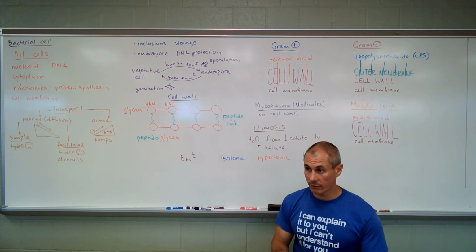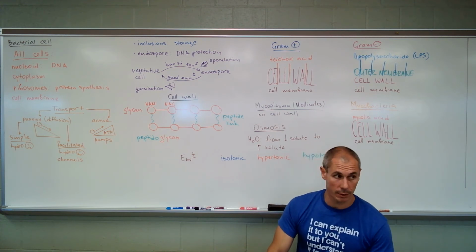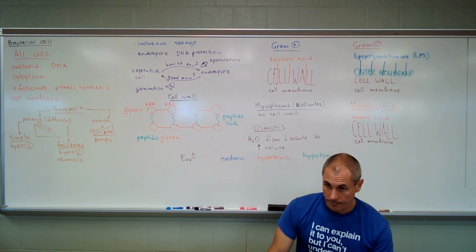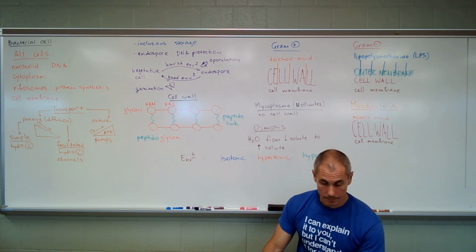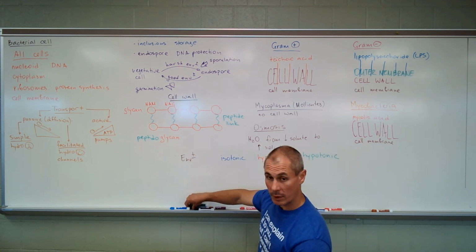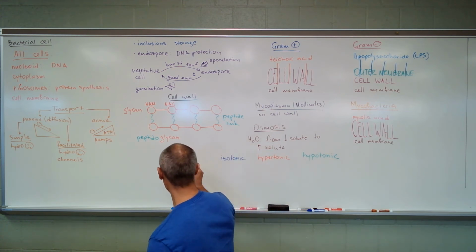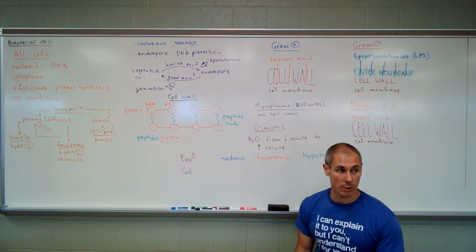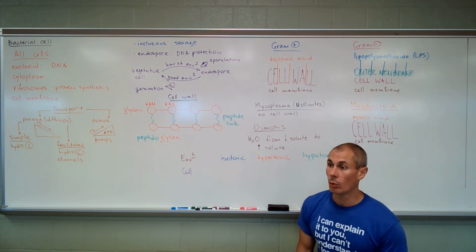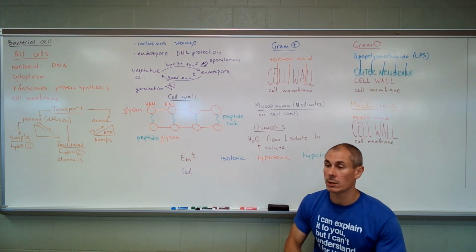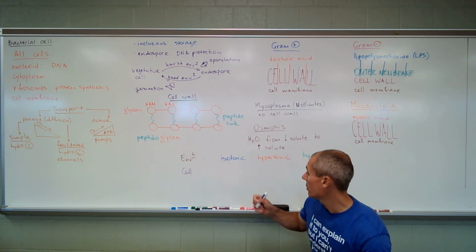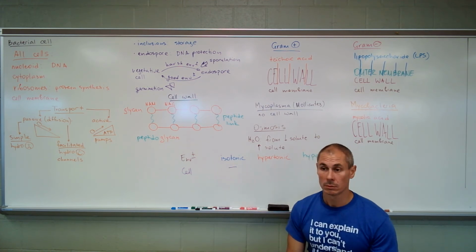In an isotonic environment, the concentration of solutes inside the cell and outside the cell is the same, right? Good? So let me ask you this. What happens to the cell in the isotonic environment? Does it change shape? Does the water go in? No, because the concentrations on both sides of the membrane are the same. Nothing really happens.